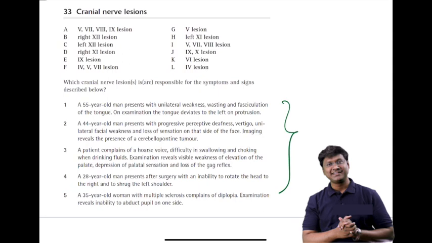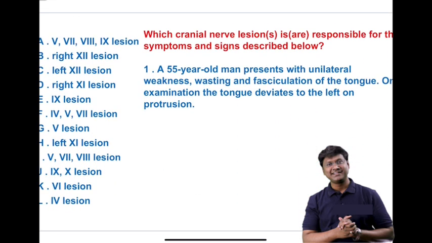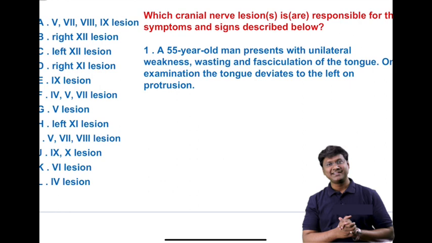So 5 clinical scenarios are there. This is the first clinical scenario. A 55-year-old man presents with unilateral weakness, and the individual is also having wasting as well as fasciculations of the tongue. On examination, the tongue deviates to the left on protrusion. So which cranial nerve is having the lesion in this patient?